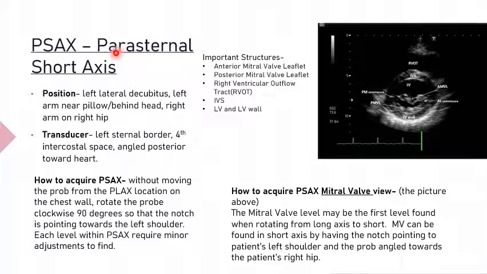So then the next one we would usually go for is the parasternal short axis here, PSAX. You'll have the patient lay in the same position, and the transducer will be in the same position, but we're gonna rotate it clockwise 90 degrees so that the notch is pointing towards their left shoulder, and you'll tend to get the mitral valve come in first. You'll see the mitral valve. It's like a fish mouth, and you'll have the left ventricle behind there, and the IVS separating it from the right ventricle outflow tract.